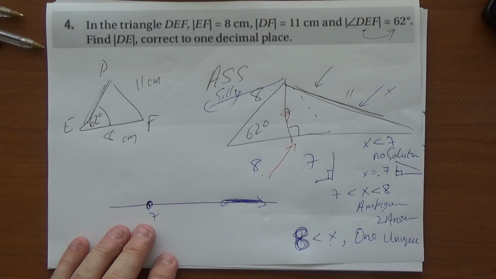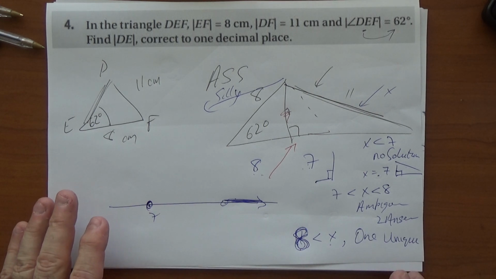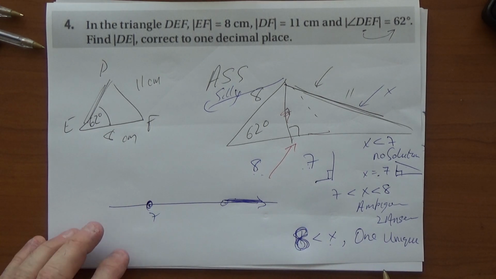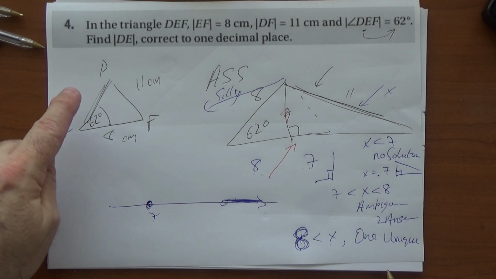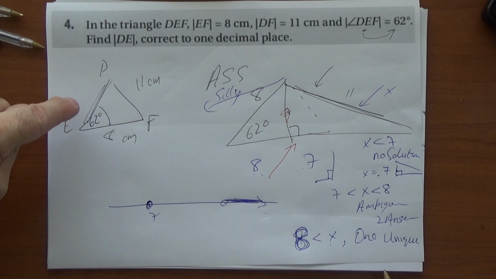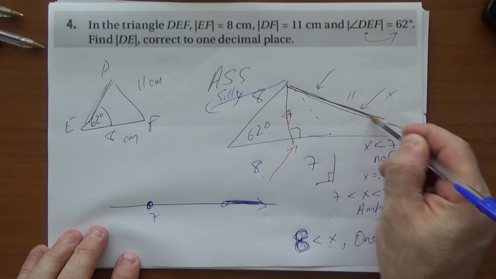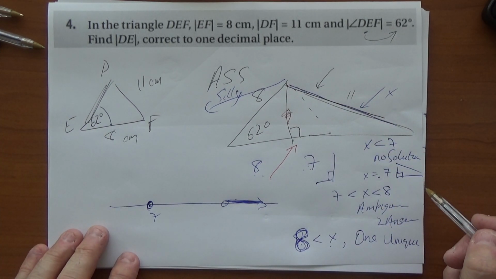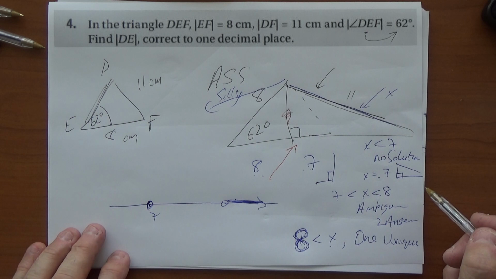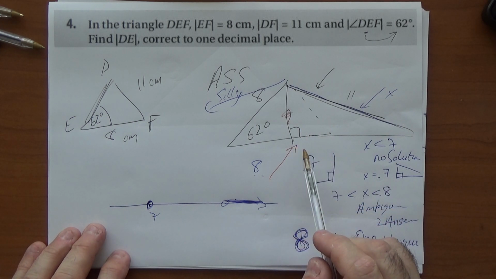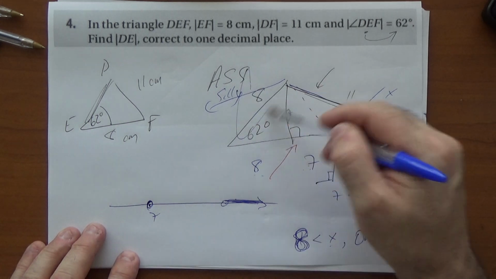Okay, this is a straightforward question. There's only one answer. We are to find length DE, find the thing opposite F, which is opposite 62. So find this length, correct to 1 decimal place. No, DF. Okay, let's throw that away. I don't need to see it.